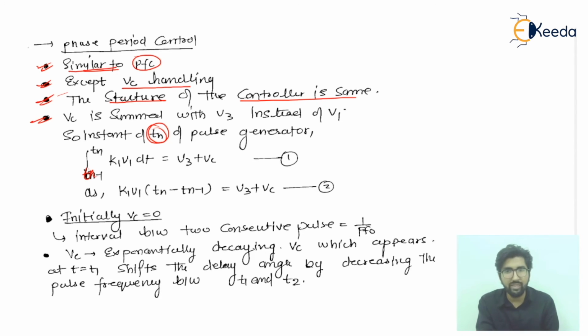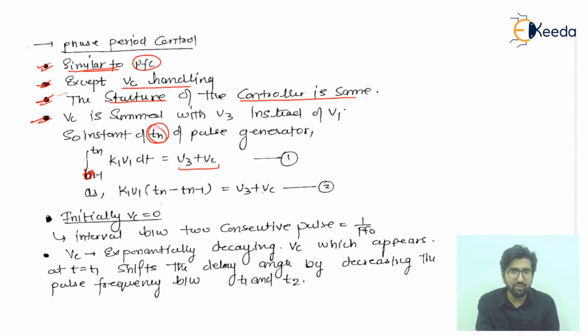So here we have the gain K1 and the V1, that is the bias voltage, and dt. After the integration of this, we will have V3 plus Vc. As we know from the previous slides, we have discussed the K1 V1 Tn minus 1, that is V3 plus Vc. So after comparing this, we can get some values.